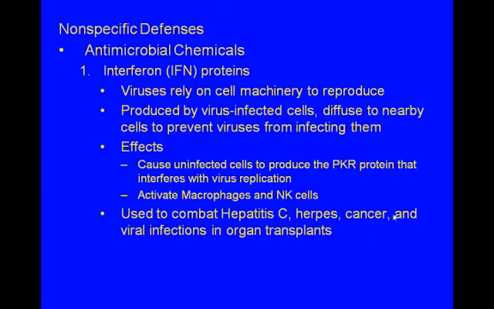So, now that you kind of understand that, let's talk about what the interferons do. All right, once a cell gets infected with a virus, it immediately starts releasing these interferon proteins to the neighboring cells to prevent the virus from infecting them. So what happens? Well, that causes the uninfected cells to produce PKR protein that interferes with virus replication and activates macrophages and natural killer cells.